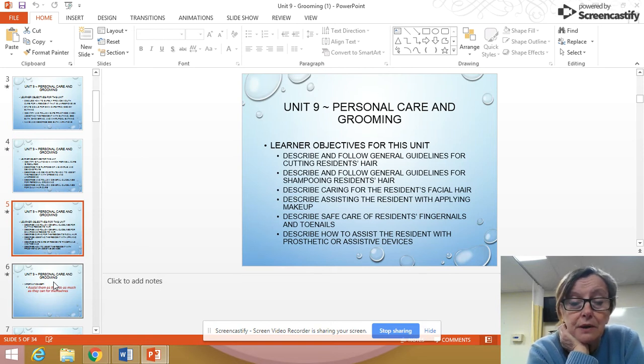However, we will be shampooing residents' hair. We may be actually in some facilities setting residents' hair. Caring for a resident's facial hair, male and female, that's our job. And we can do this. Do not be scared of that. And know that when you get this technique down, you really have accomplished some real finesse in your cares. Assist a resident with applying makeup. Many of them still do like to apply makeup. Safe care of residents' fingernails and toenails.